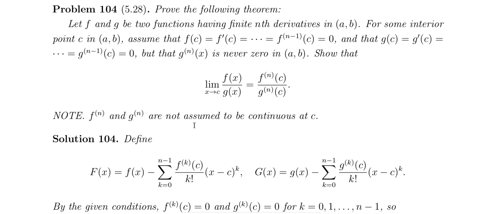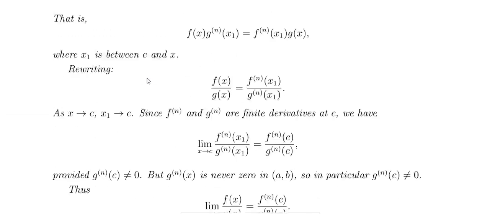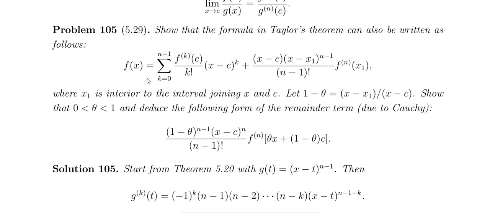Remember, f and g are two functions having a finite nth derivative in a comma b. For some interior point c in a comma b, assume that f of c, f dash of c, up to the n minus 1th derivative at the point c equal 0, g of c equal to g dash of c equal to the n minus 1th derivative of g at the point c equal to 0, and g to the power n of x is never 0 in the open interval a comma b. Then the limit as x tends to c of f of x by g of x equals like this. Taylor's theorem.